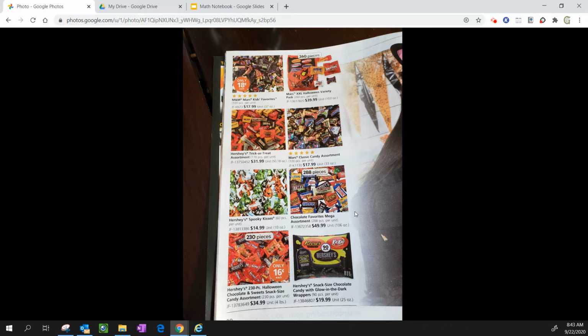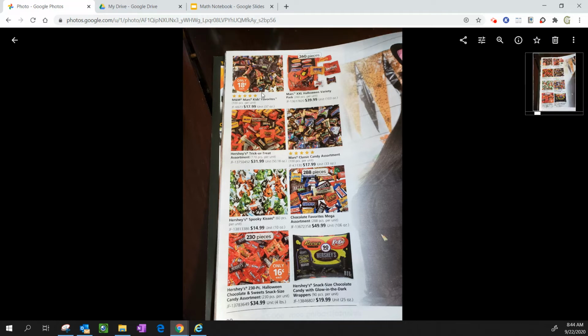But what if the only thing you wanted to look at was which of these was the cheapest? So how could you get the cheapest candy to hand out for Halloween? Well, that's where what we're going to talk about in our next lesson is going to come in handy. That's one of the real world applications to it. So you can see on this page, they helped us out on two of them. They said this one costs 18 cents for each of them. This one costs 16 cents for each of them. But how did they get those numbers? And how could we get those numbers for all the other kinds of candy on here?